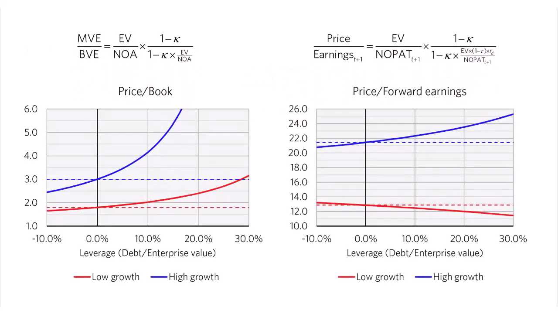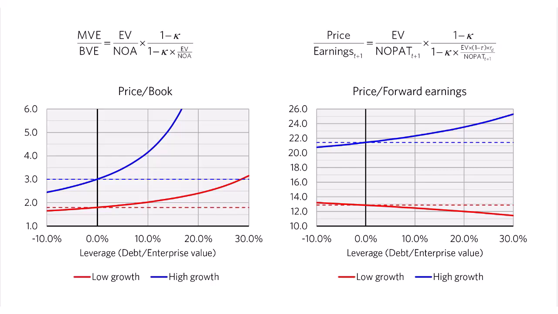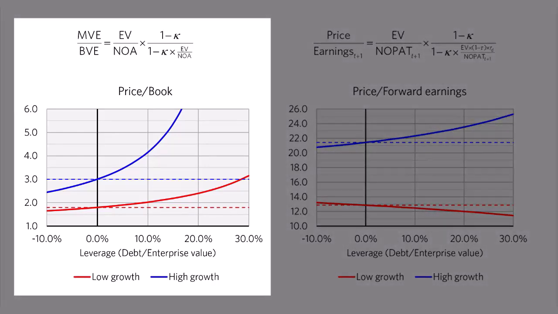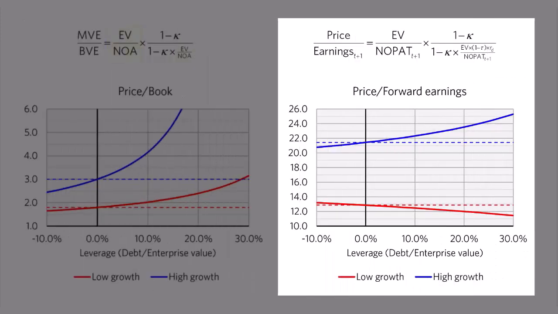These plots show how leverage affects the equity multiples. The dashed lines are the enterprise multiples that you would have with zero leverage. The market-to-book ratio increases with leverage, especially for high-growth firms. This is true for any companies with enterprise to net operating asset ratios that are greater than 1, or equivalently, with a return on net operating assets in excess of WACC. Price-to-earnings ratios increase with leverage for high-growth firms and decrease with leverage for low-growth firms.